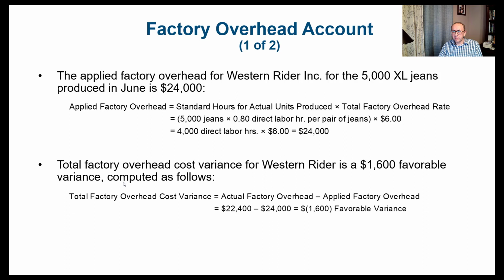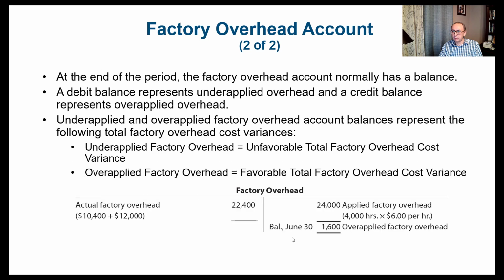So the total factory overhead cost variance for Western Writer would be calculated as follows. We have the actual factory overhead minus the applied factory overhead. The actual turned out to be 22,400, but the applied is 24,000. So that led to the 1,600 favorable variance. Of course, this does not explain the details like the previous table, but here we're talking about the T accounts and how it's presented. So I just want to show you here on the factory overhead T account.